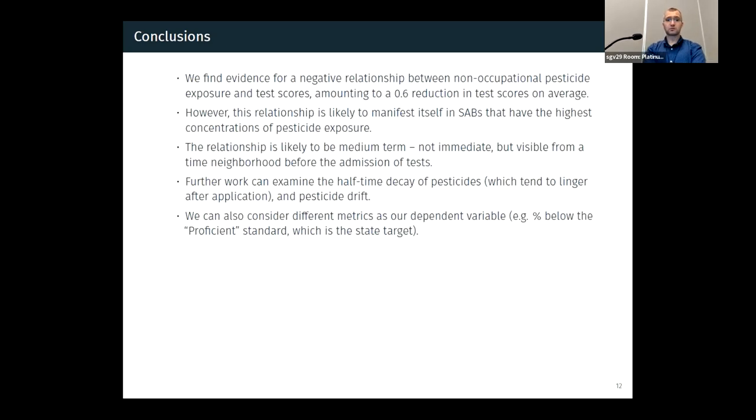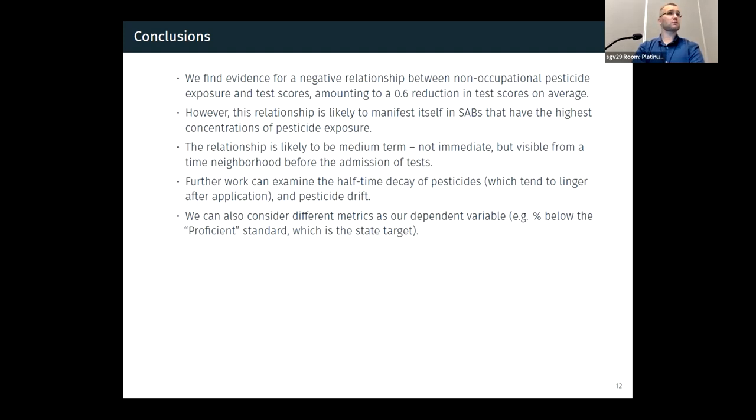To conclude my presentation, we find some evidence for a negative relationship 16 weeks out from the day when the actual test took place, which leads to a 0.6 reduction in test scores. However, overall this relationship could also be spurious based on statistical distribution probabilities. We have to do a bit more work to get a clear understanding of the relationship.